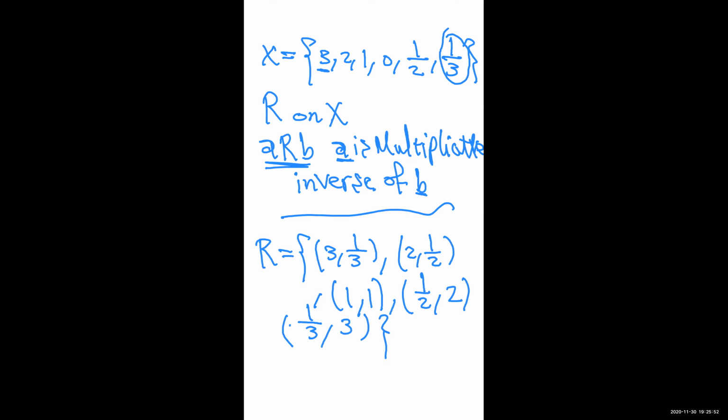In this case, is this one a function or not? We have to check the X elements: 3, 2, 1, 0, 1/2, 1/3. So 3, 2, 1, 1/2, and 1/3. Then what about 0? 0 didn't appear, so this means it's not a function, because one of the elements didn't appear in the ordered pairs as a first projection. So this one is not a function.